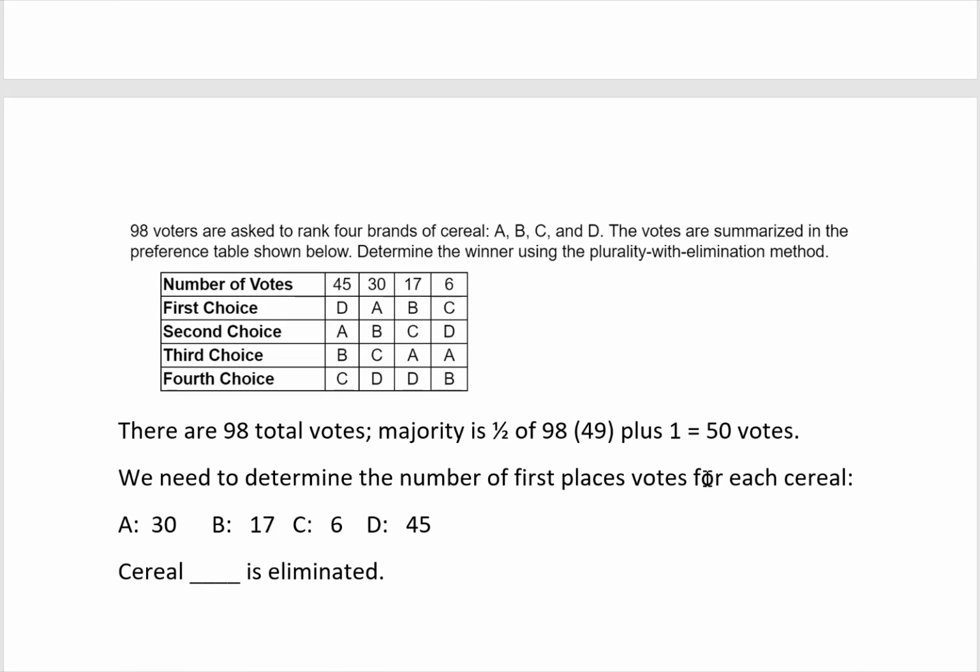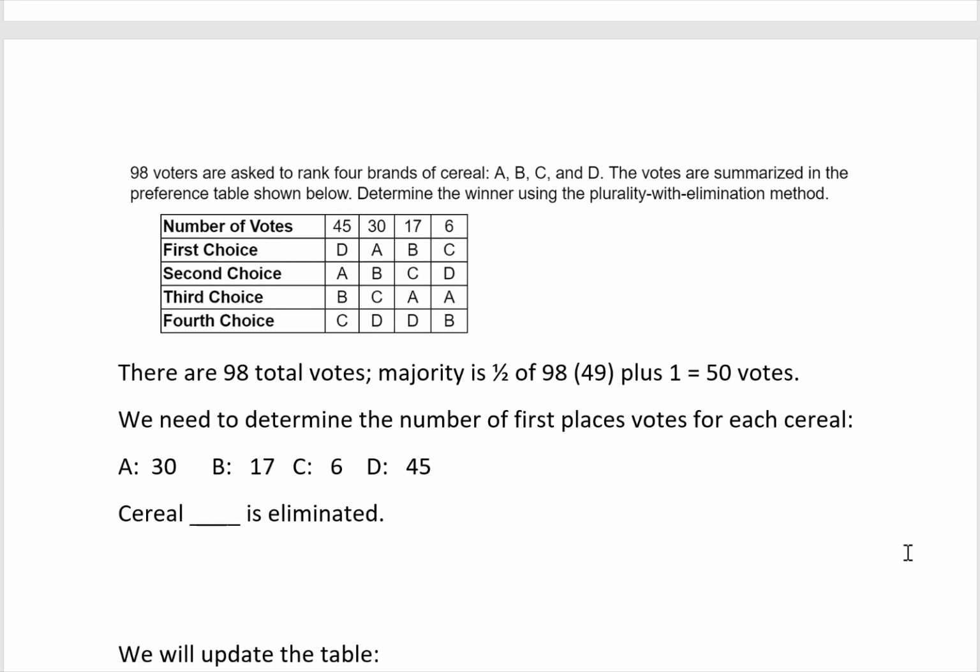98 voters were asked to rank 4 brands of cereal, A, B, C, and D. The votes are summarized in the preference table below. Determine the winner using plurality with elimination method. There were 98 votes, so the majority is going to be half of 98, which is 49, plus 1, or 50 votes. We need to determine the number of first place votes for each cereal, and in the first row, we can see those votes. A has 30, B 17, C 6, and D 45.